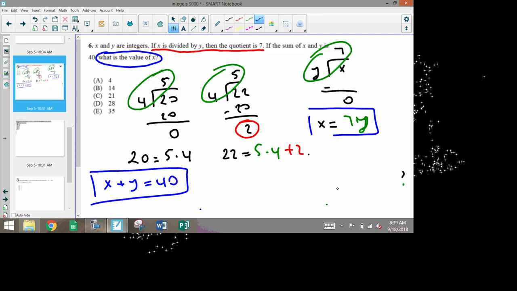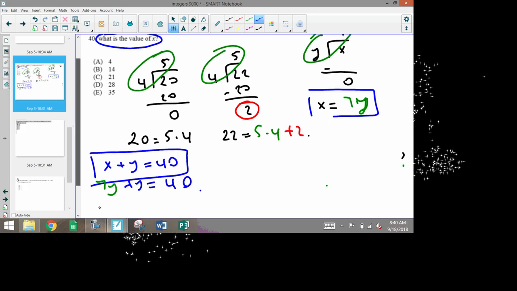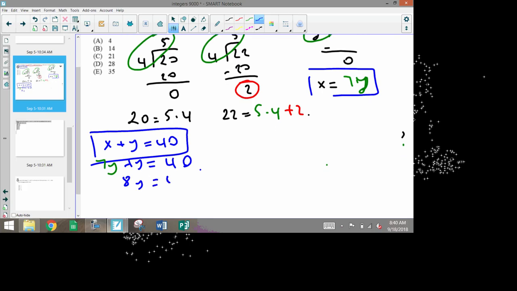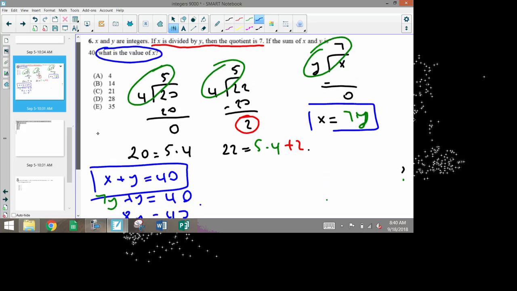Put, say again? But x is not equal to 4. x equals 7y. x is equal to 7y, and x is here. Put, rather than 40, should I? There you go. Plug in 7y. Okay. 7y plus y is equal to 40. Is that clear? I substitute that. Substitution technique. Then 8y is equal to 40. y is equal to 5.